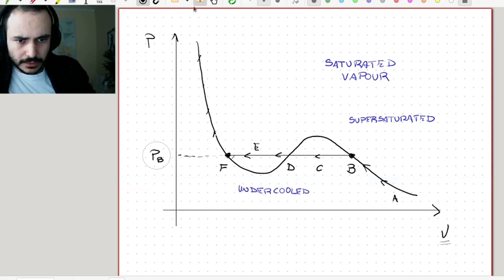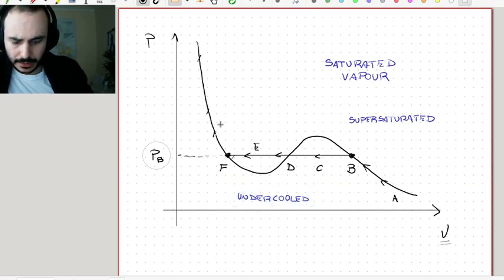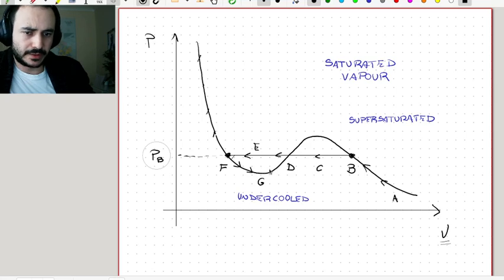No, that's not what I want to do. Let's move it like this. Okay, so what I'm going to do now is to start expanding extremely carefully my liquid in such a way that I visit the undercooled stage. I'm going to label this intermediate state here G.